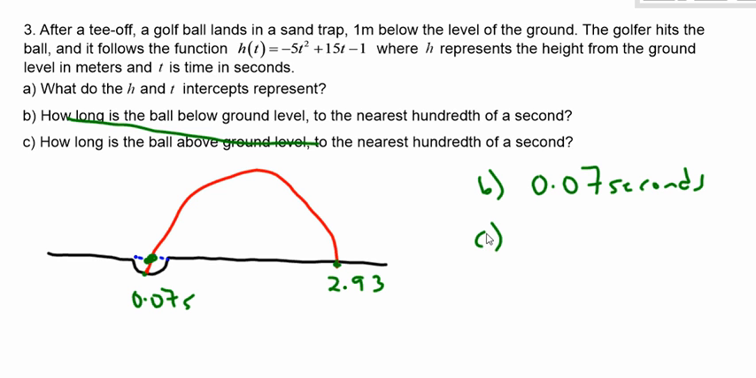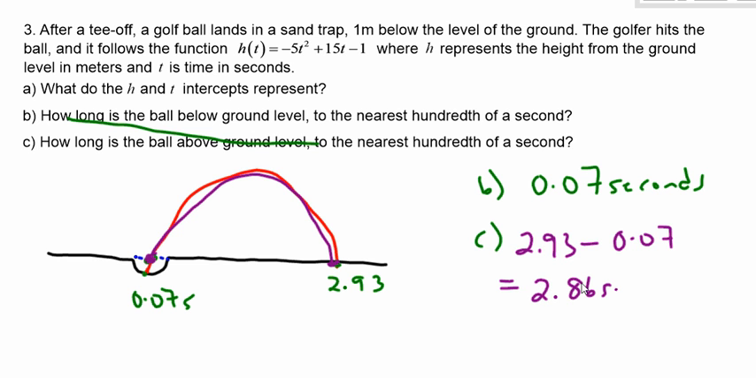How long is it above ground level? Well, the entire duration of this path from here to here is above ground level. So starting at 0.07 seconds until the ball hits the ground, it's above ground level. So I will find this by subtracting the time where it's below ground level from the total time that the ball is in the air. And if I do that subtraction, I get 2.86 seconds is the time that it is above the ground level.